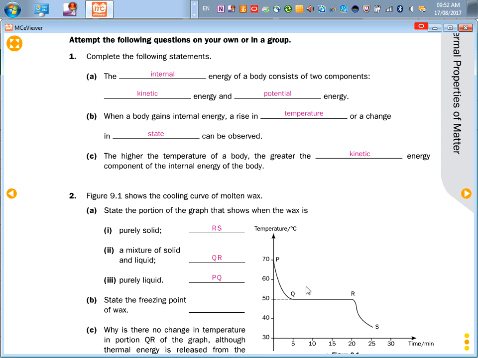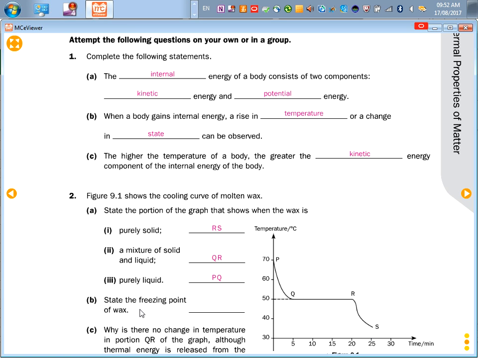Potential energy changed. The potential energy starts to drop at this region. Okay? It is dropping because it is forming bonds. The bonds between the molecules are being formed as it is solidifying. So that explains why temperature is constant, but the total energy still drops. And from R to S, it becomes fully solid already. That's why candles are solid state at room temperature.